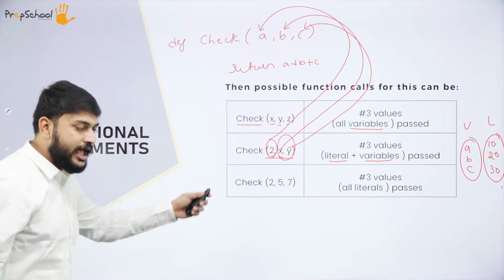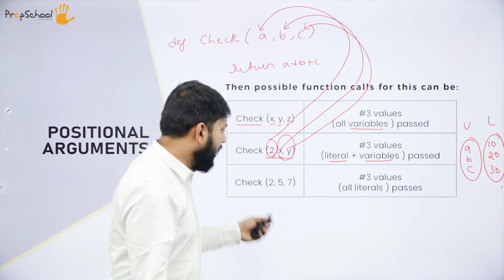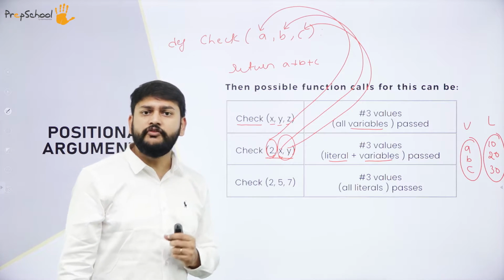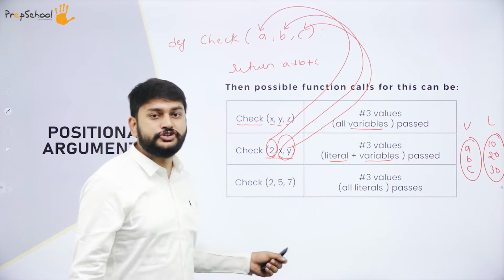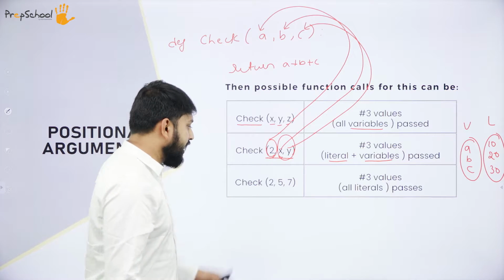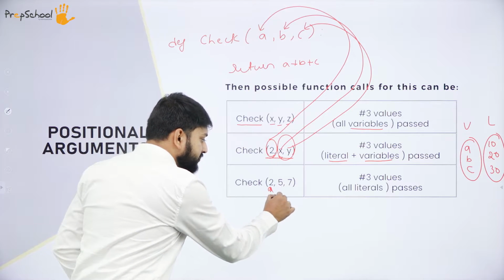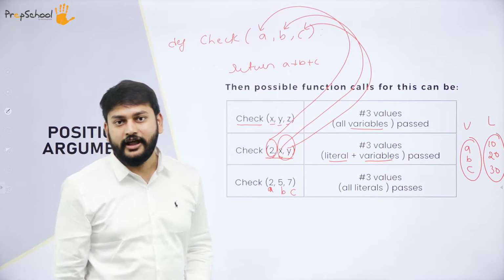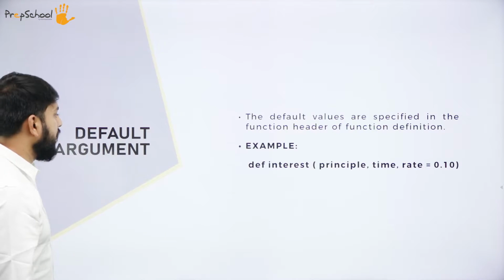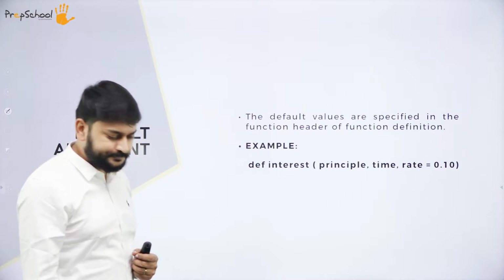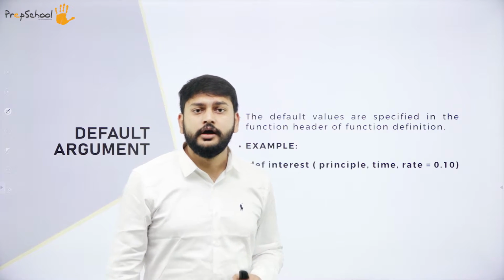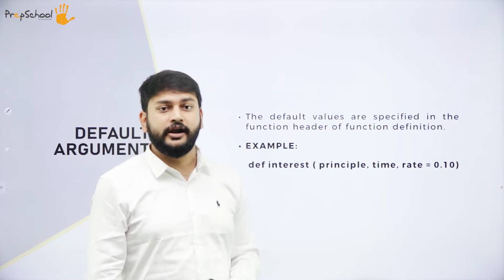The same thing I have in the third example, but I don't have any variables. Instead of variables, I have just taken literals. So this is the A value, this is the B value, and this is the C value. Please make a note of it. So that is default arguments. This is a very important type of argument that you should understand.